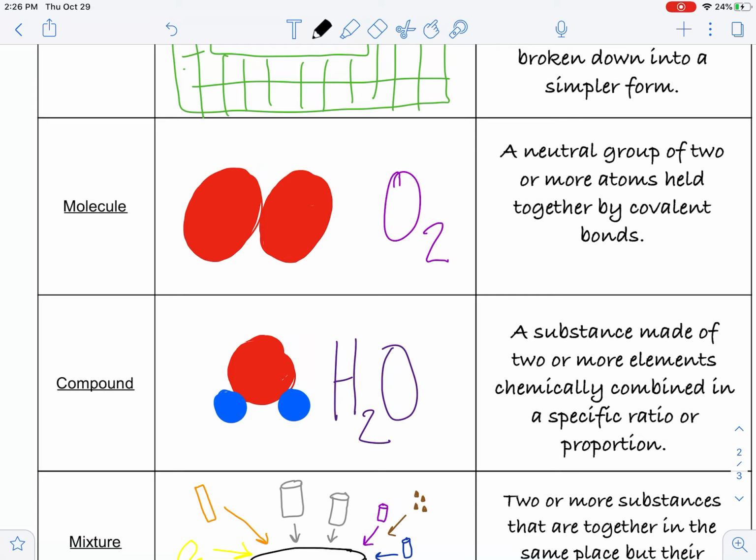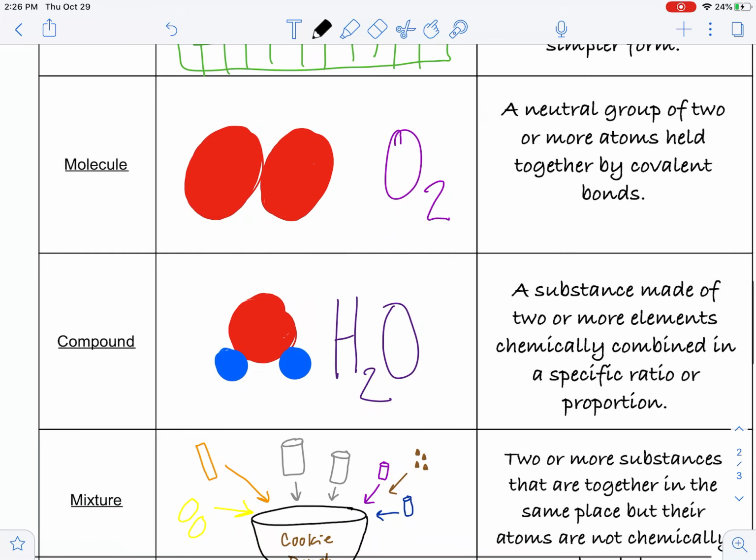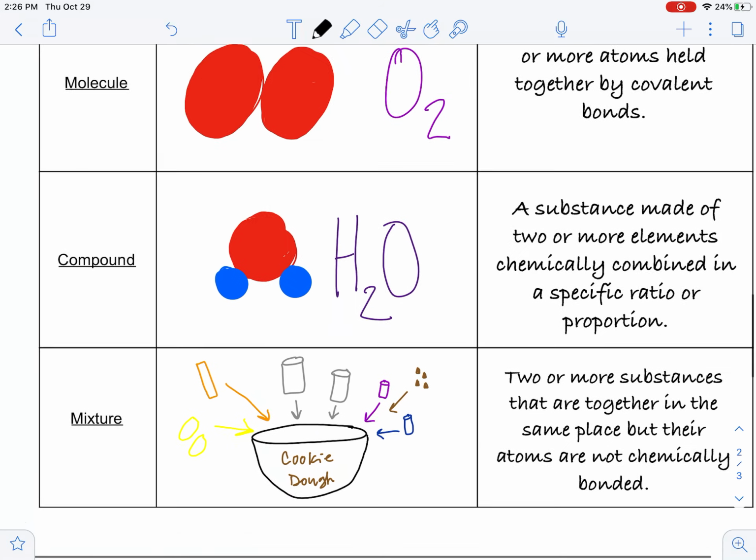Now, what turns them into a compound is a substance made out of two or more elements chemically combined in a specific ratio or proportion. So here I have put water down. And so water is just two hydrogens attached to one oxygen. You can see I use the same color, the same picture for that oxygen molecule in the middle there. And that might help us to remember the difference. You'll find in our video tomorrow a deeper conversation on the difference between molecules and compounds.